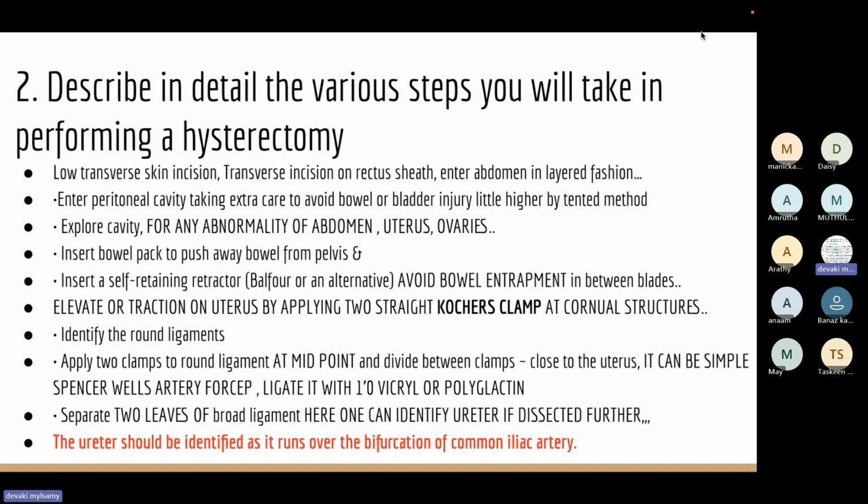Here, you can take the help of a simple clamp or a simple Spencer Wells artery forceps. Ligate it with 1-0 or 1, whatever polyglactin you are using. Separate the two leaves of the broad ligament. Here, one can identify the ureter if dissected down further at the pelvic ring.